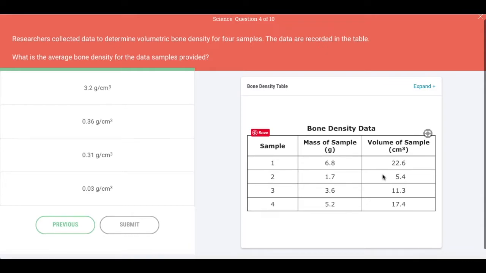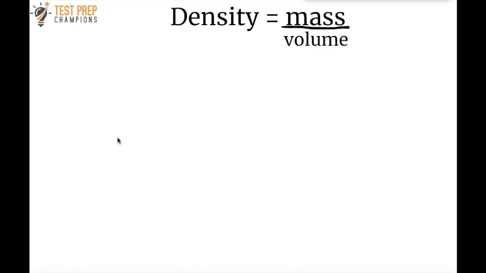So if you don't know that formula for density, then hopefully you could just see the units here and reason your way through it. But if not, you're going to have to know the formula for density. So you're going to have to get the density for each sample, and then after that you're going to have to also get the average. So let me show you how to do that now.